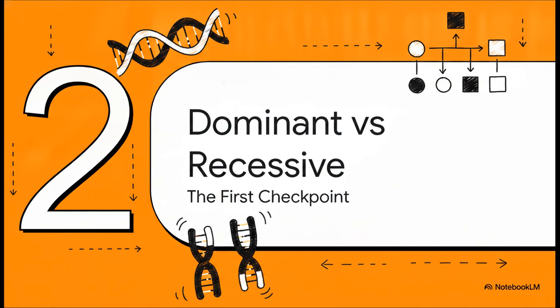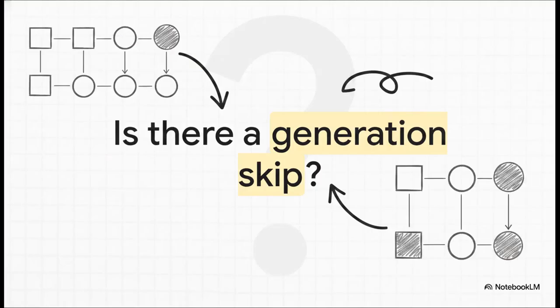Moving right along to Section 2, dominant versus recessive traits. This is our first major diagnostic checkpoint. Whenever you're presented with a pedigree on the wards or in an exam, this is the absolute first question you must ask yourself. Is there a generation skip? You just scan the chart from top to bottom. Does the disease suddenly disappear in generation 2, only to pop right back up in generation 3?